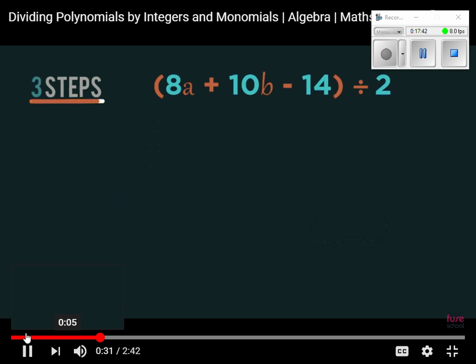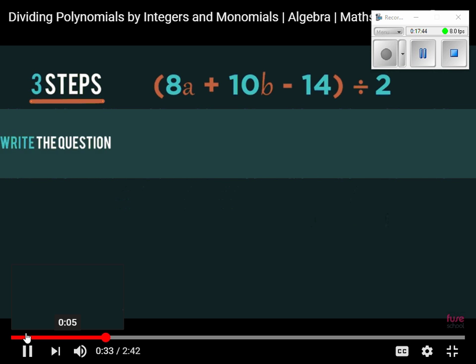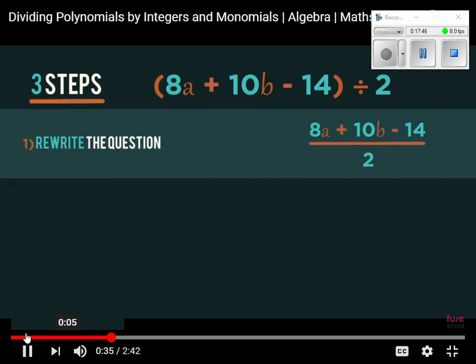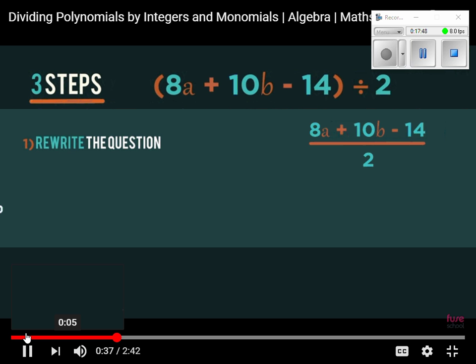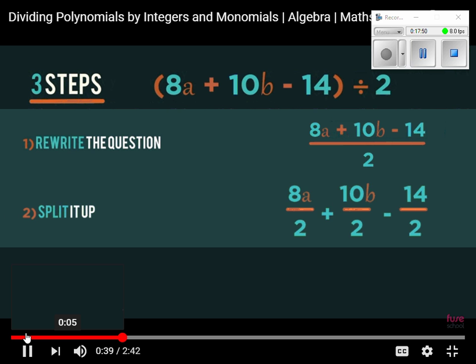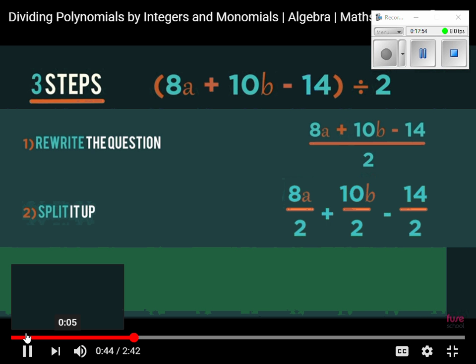There are 3 simple steps to follow. Firstly, rewrite the question as a fraction, and then split the problem into pieces by writing each term over the denominator, and finish by simplifying each term.